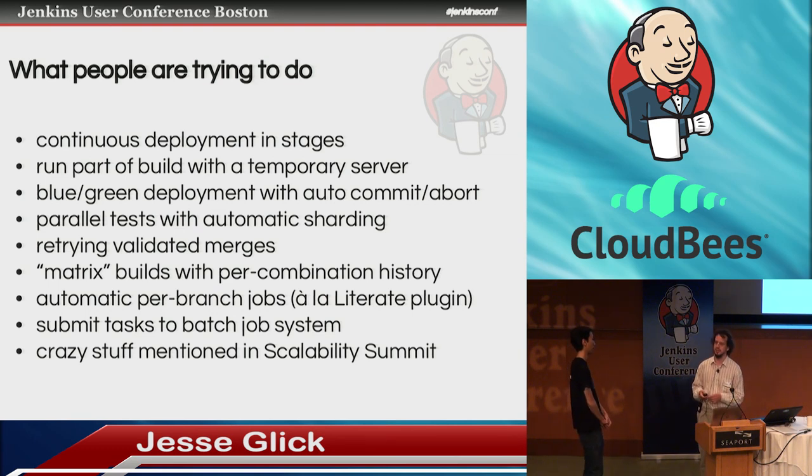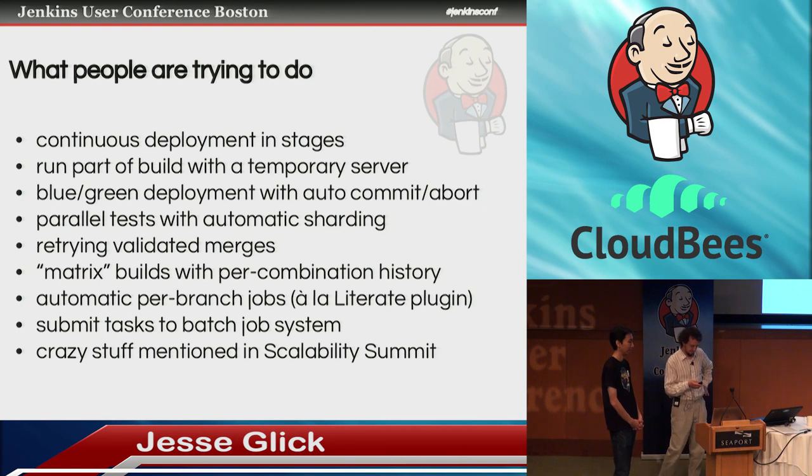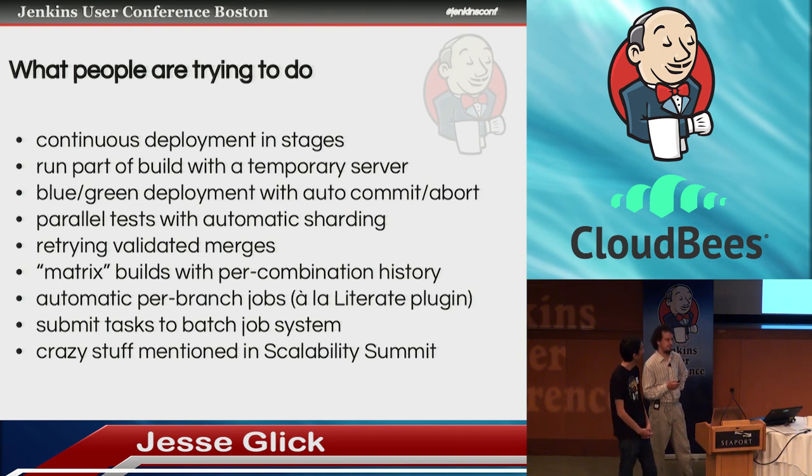And in the scalability summit, this kind of thing came up a lot, that people were doing these rather complex sequences of steps on different machines in different orders, sometimes spanning several days in some cases. And so all of this kind of stuff was difficult to do in Jenkins.